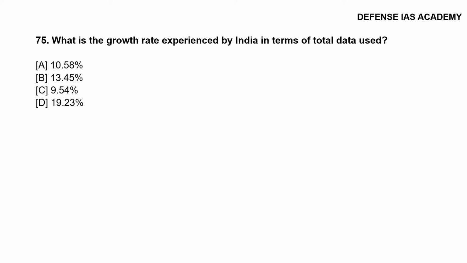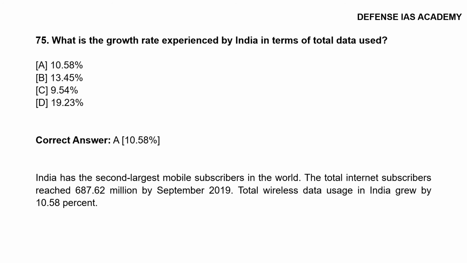Question 75. What is the growth rate experienced by India in terms of total data used? The correct answer is option A, 10.58%. India has the second largest mobile subscribers in the world. The total internet subscribers reached 687.62 million by September 2019. Total wireless data usage in India grew by 10.58%.